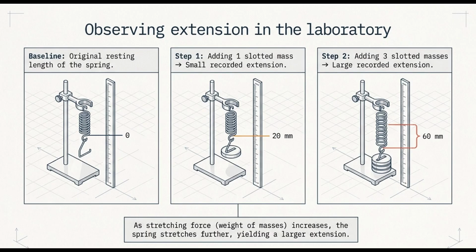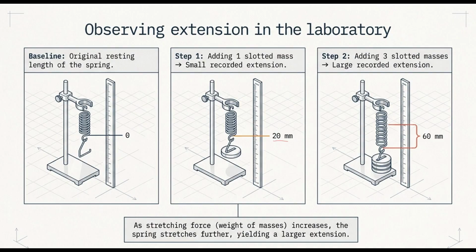Now let's observe how a spring responds to increasing loads. Initially the spring is attached and remains at its natural length. It is unstretched. When one slotted mass is added, the spring extends approximately 20 millimeters. So the movement is 20 millimeters.